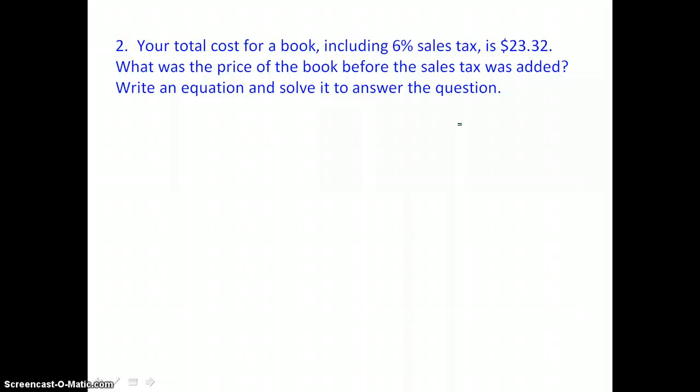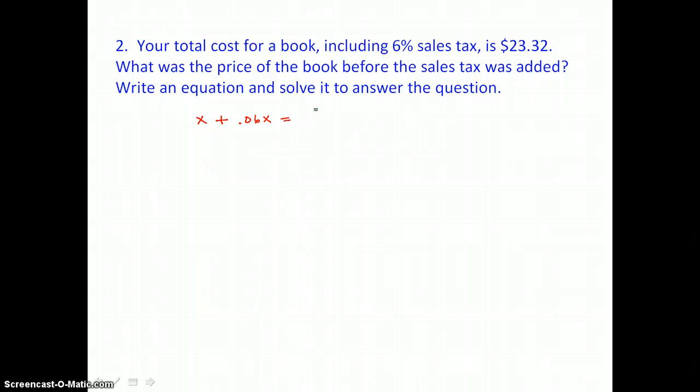Second example, your total cost for a book including 6% sales tax is $23.32. What was the price of the book before the sales tax was added? Write an equation and solve it to answer the question. Okay, in our equation, our variable x is going to be that price of the book that we're looking for. Now we're going to add on 6% sales tax. So to figure 6% sales tax, I'm going to multiply 0.06 times x, the cost of the book.